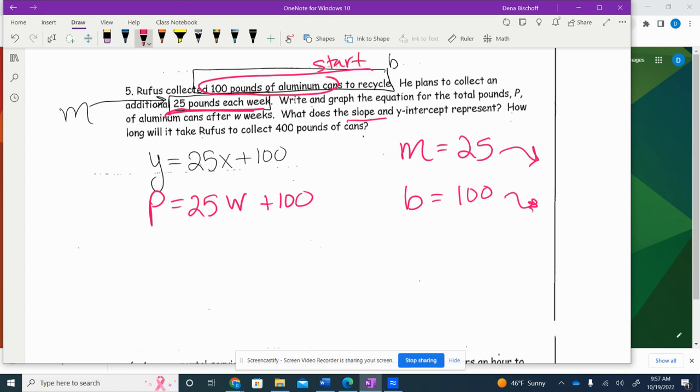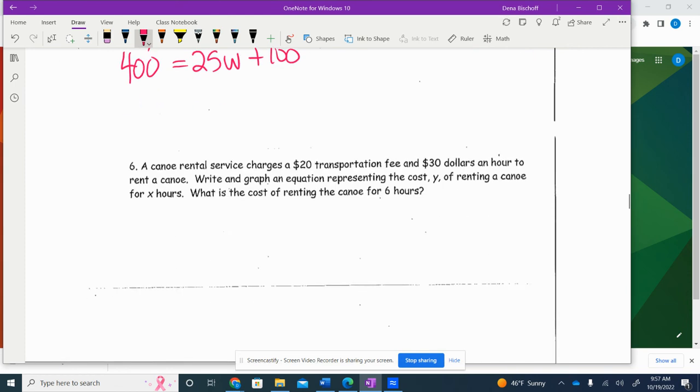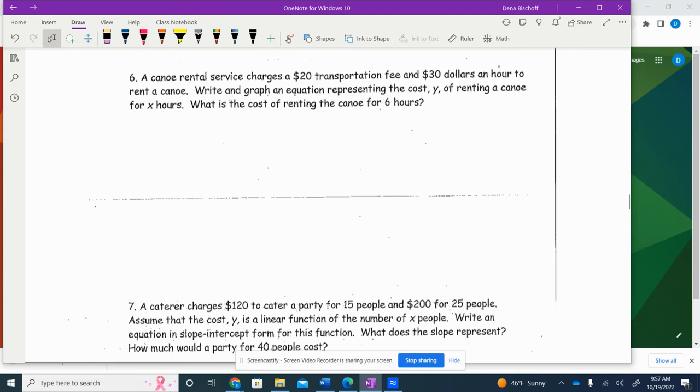Then the second question is, how many weeks will it take Rufus to collect 400 pounds? So you're going to replace the capital P with the number 400 and solve that equation to find out what W is. All right, number 6.